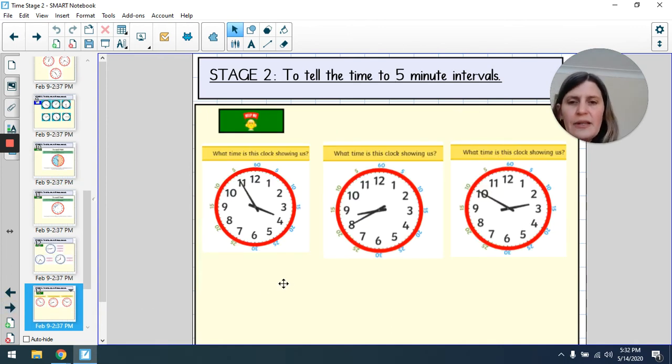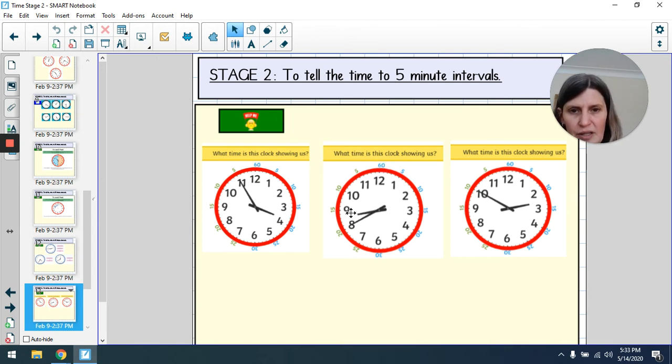Okay, your turn to have a little go, so pause it and then check when you're ready. If you're not feeling very confident, then just do it with me. It's going to be 4 o'clock. Go to the top, count in 5-minute jumps to my minute hand, 5. It's 5 minutes to 4.